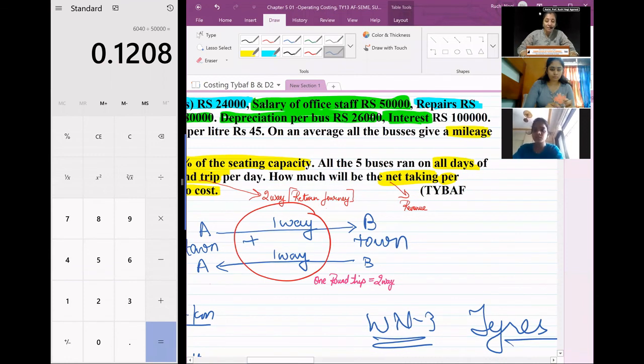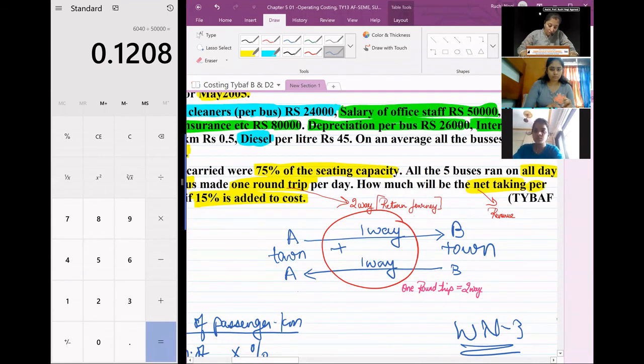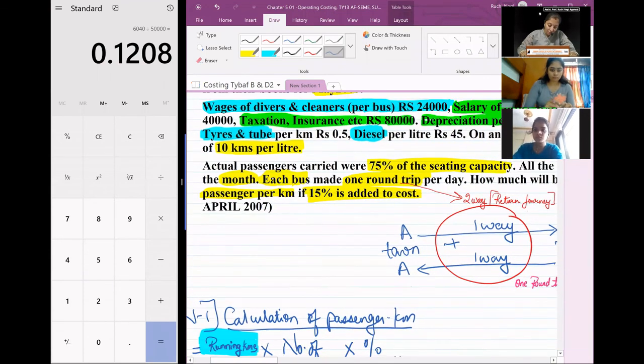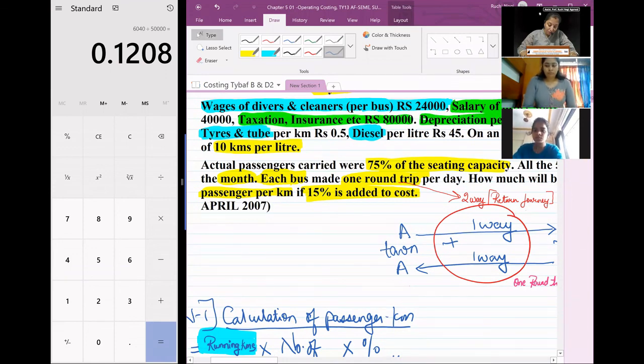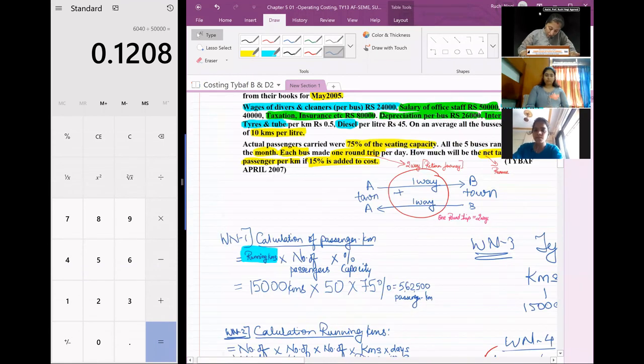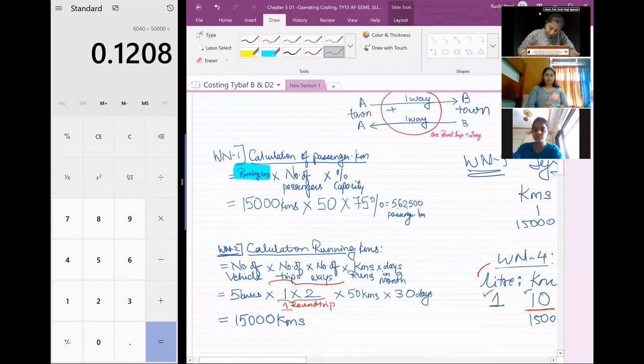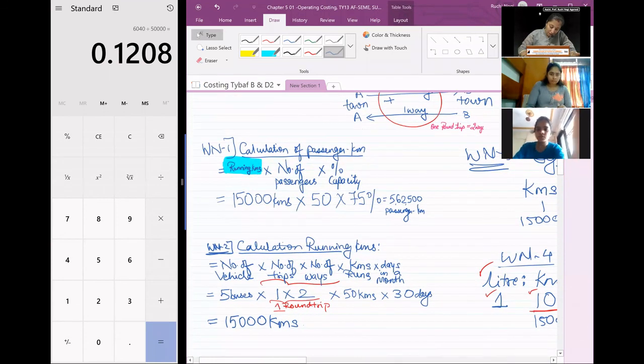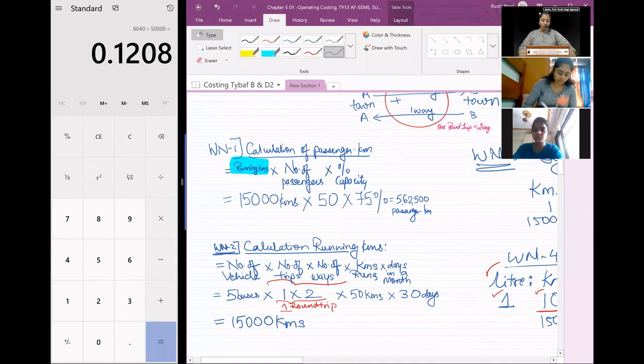Takings means revenue per passenger kilometer. So it is a composite cost unit. If 15% is added to cost, the profit is 15, cost is 100, so my revenue will be 115. So all those calculations you have to keep in mind. If you want, you can note this down, so that you can do the calculations. Calculation of running kilometers and then passenger kilometers. You can note down this information.